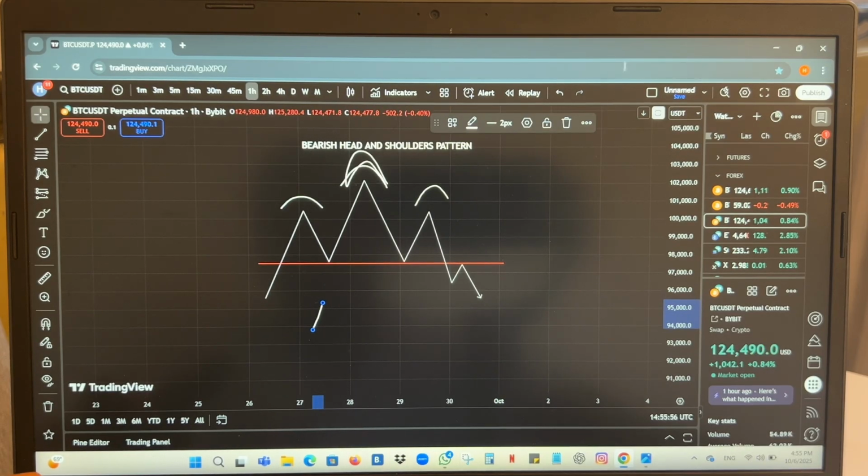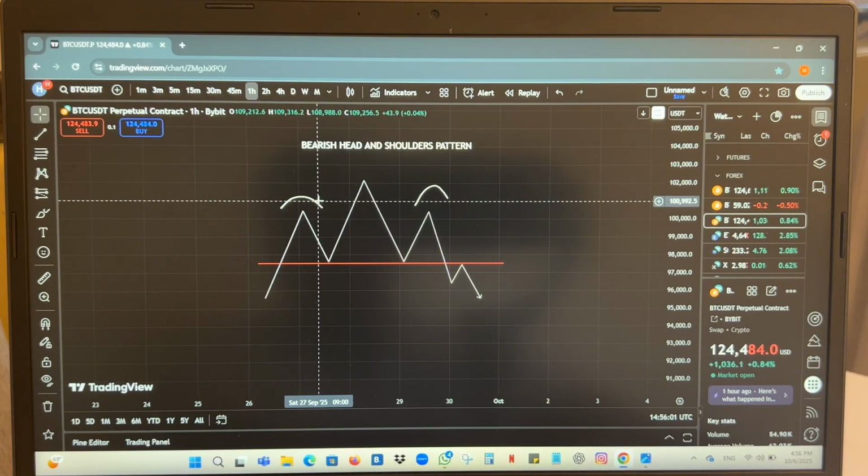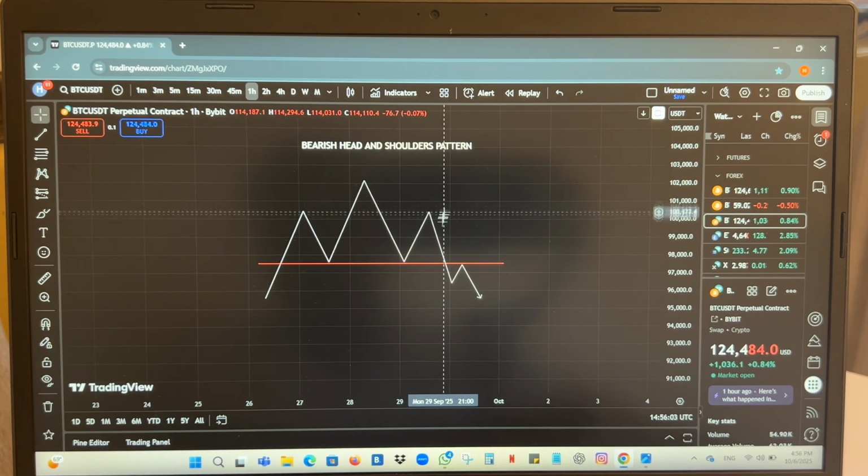Now in this case, I will show you guys how to get in on a trade in these if you see something like this.